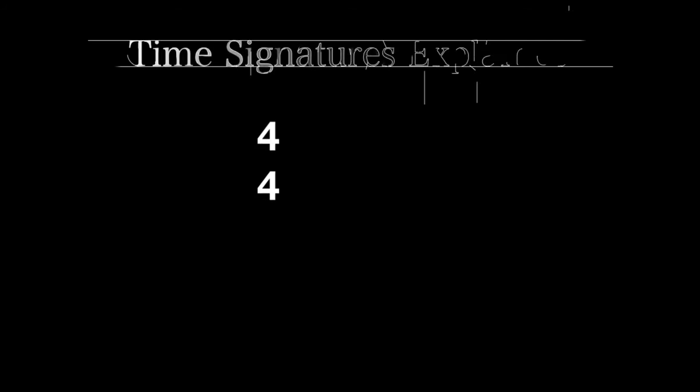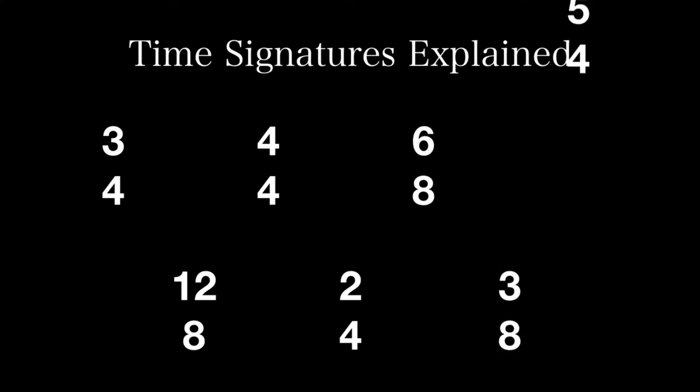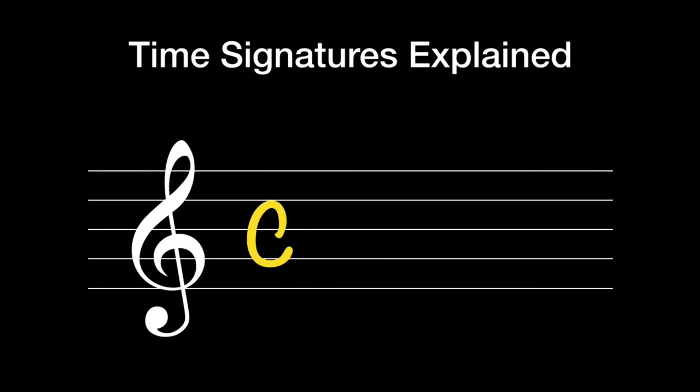Time signatures explained. 4-4 time, 3-4 time, 12-8 time, and so much more. If you are confused about time signatures, you are at the right place. In this video, you will learn what each number of the time signature means and how it affects the music that you play and listen to. You will also learn the basics about counting time signatures.